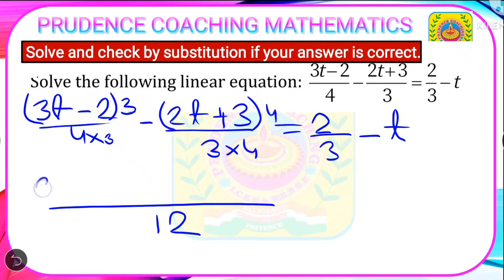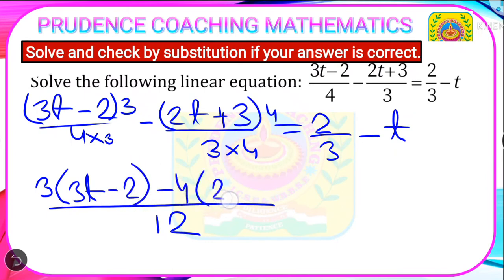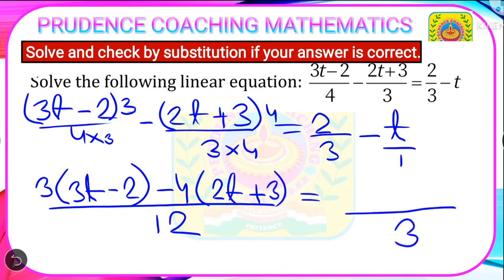So here you will get 3 into (3t minus 2) minus 4 into (2t plus 3) equal to, here we have 1, so the LCM of 3 and 1 will be 3. Here we already have 3, so we will write 2, and minus, to make this one 3, we need to multiply the numerator and denominator by 3, so you will get 3t here. Now we need to further calculate.